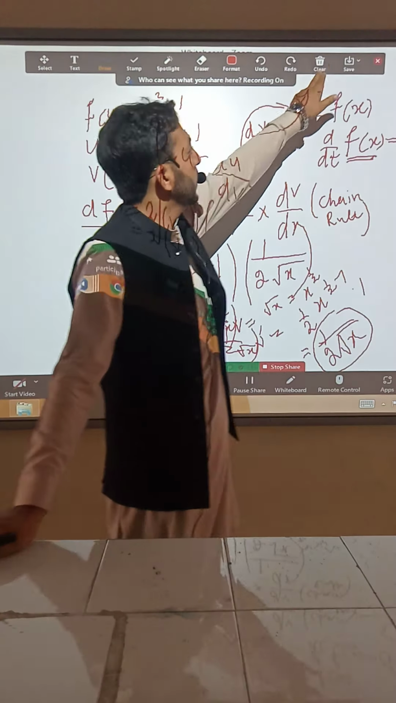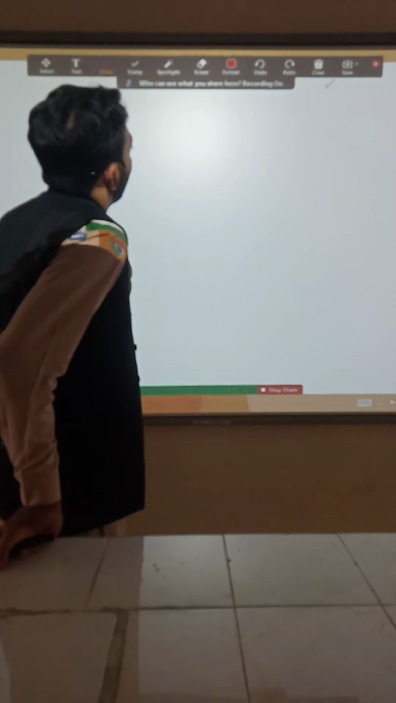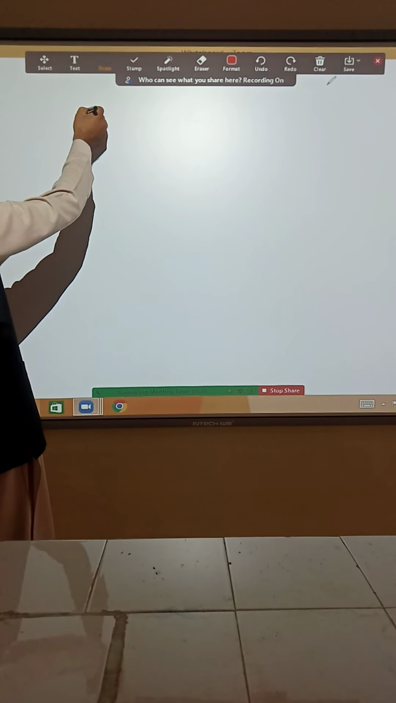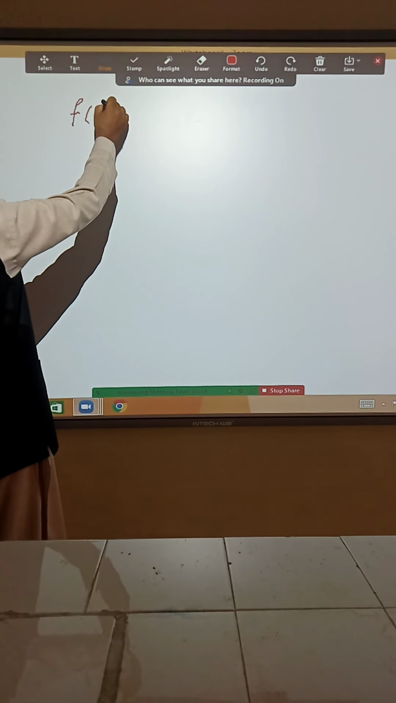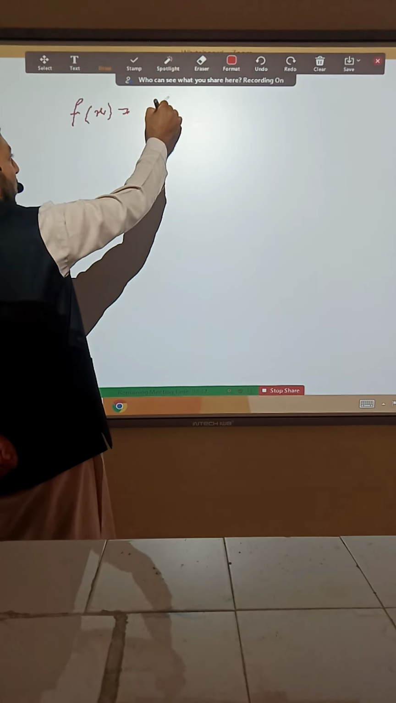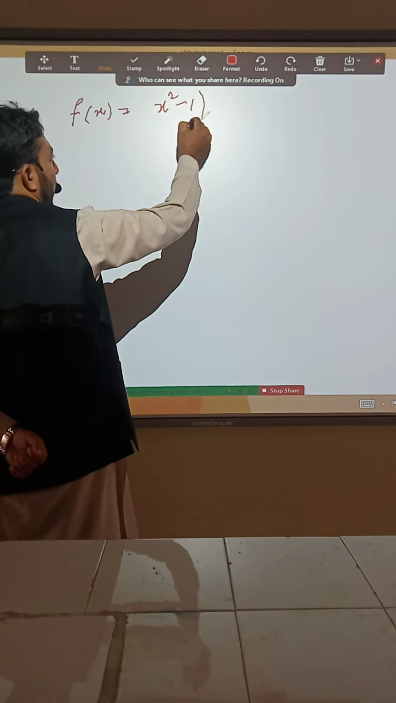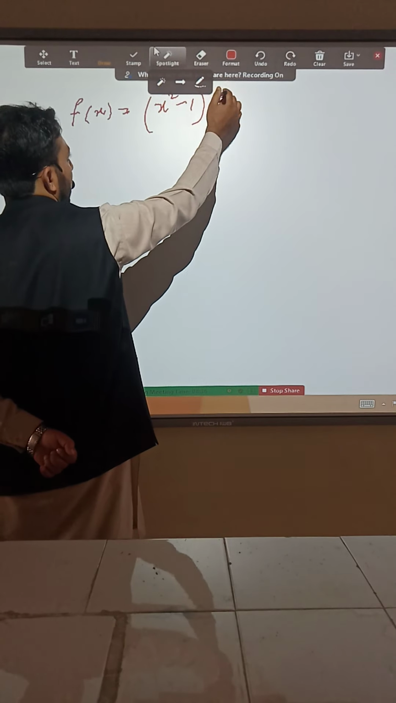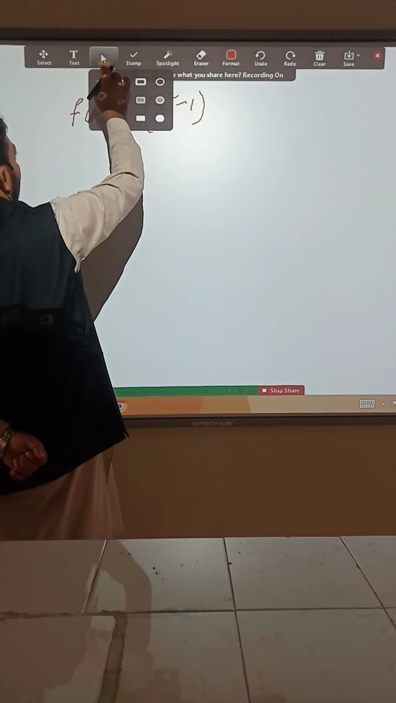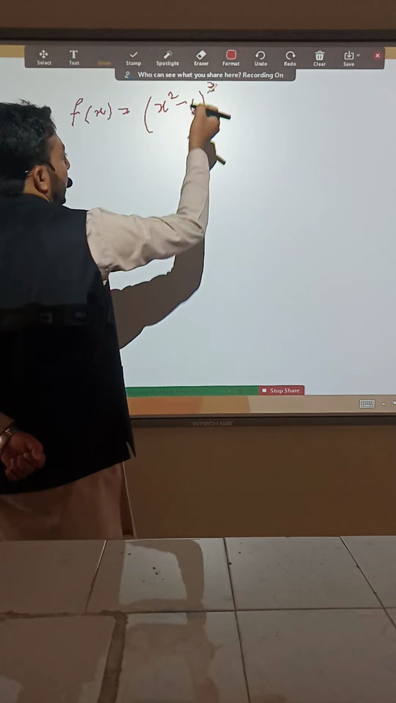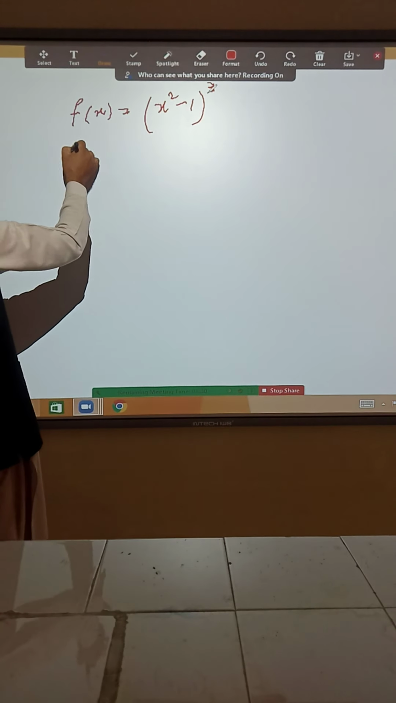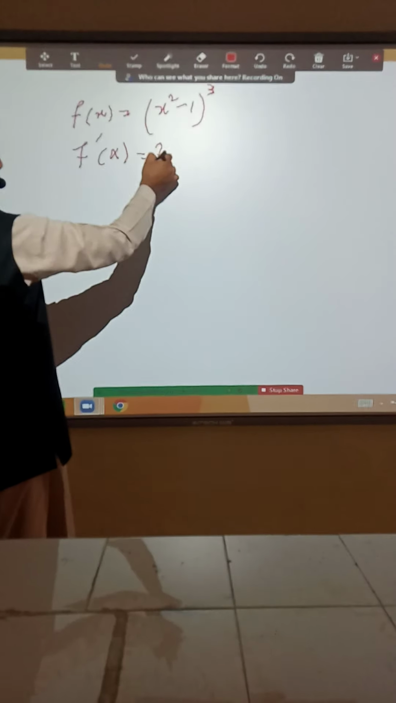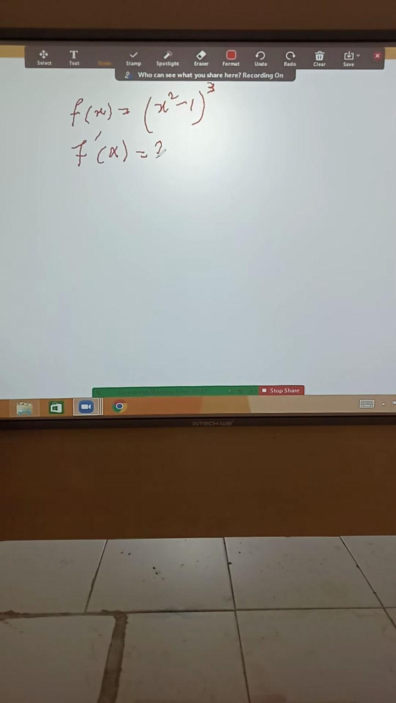If you consider another example, for example let's say f of x equal to x square minus 1 whole cube, and you need to find out the derivative of this function. The question is you need to find out f dash of x. So you can use the generalized power rule.